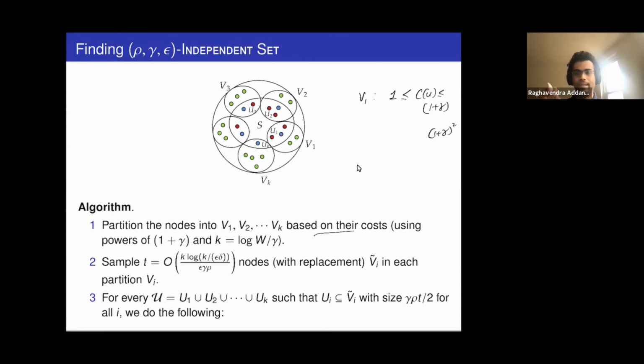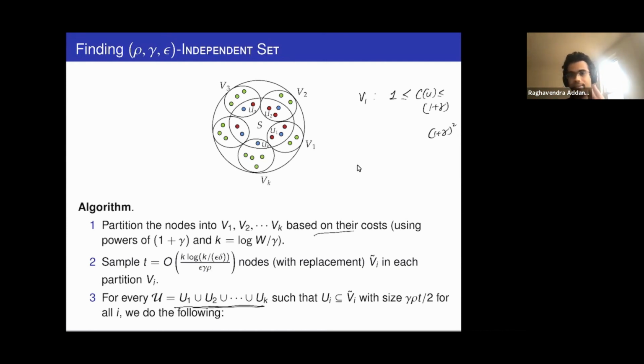And in each partition, we sample a set of t nodes with replacement. Once we sample these t nodes, we use the previous intuition where we look at a subset of size gamma rho t by 2 in this partition, and we iterate over these subsets, and in one of the subsets, we would be fully contained in S. This is not exactly true. You have to pay attention to what partitions you're looking at. I'll come back to this a bit later, but for now, you can assume that all partitions are treated equally, and you can do this.